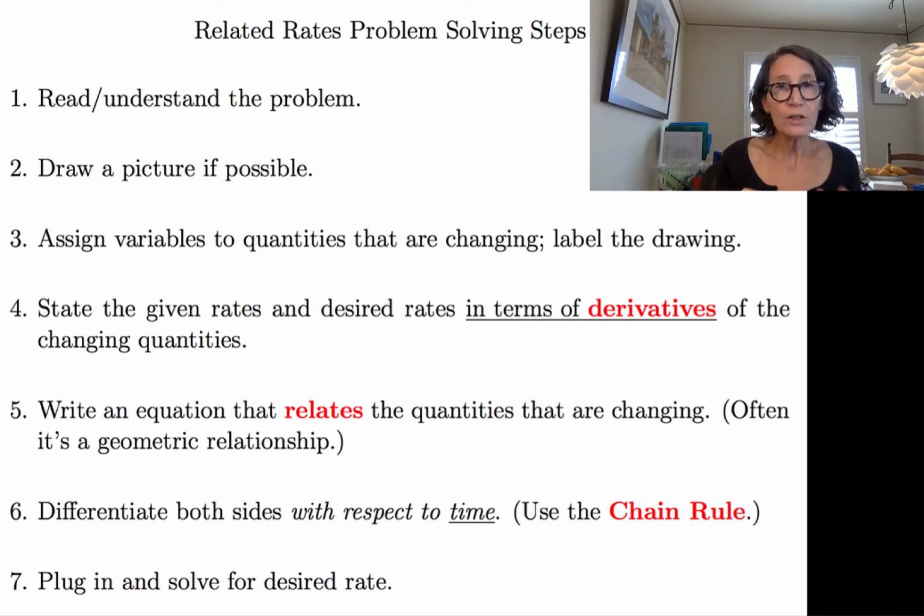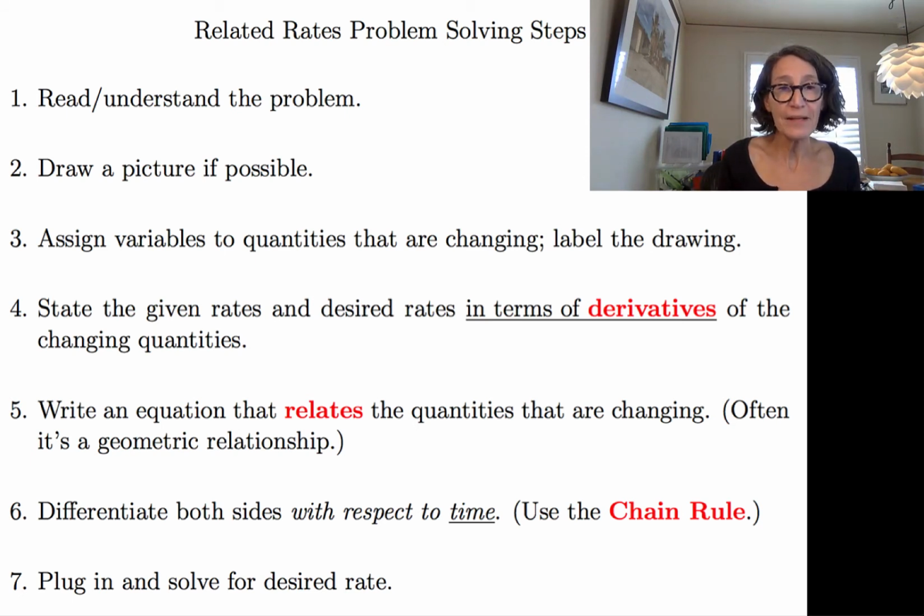So you're going to look at the derivatives you've written in step 4. If you've got a dx/dt and a d theta/dt in step 4, then in step 5 you need an equation that has an x and a theta in it. And no derivatives are in that equation, just x's and thetas and maybe something else that's changing.